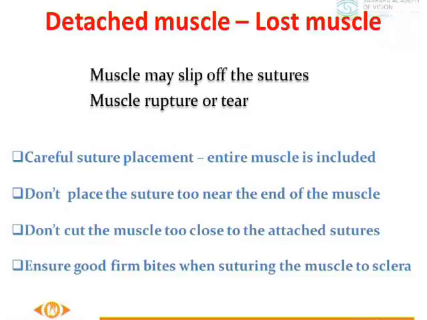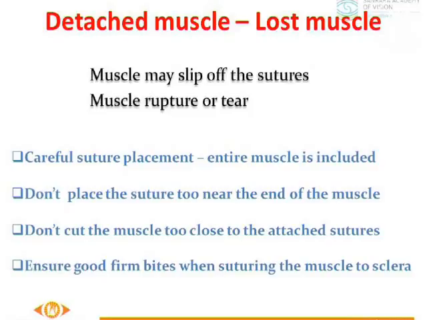One, the muscle may slip off the sutures if you are a little bit careless in suturing, and sometimes there might be a muscle rupture or tear. So the basic thing to prevent detached muscle or lost muscle is to stick to the basics. You have to have a careful suture placement. The entire muscle should be included, and don't place the suture too near the end of the muscle.